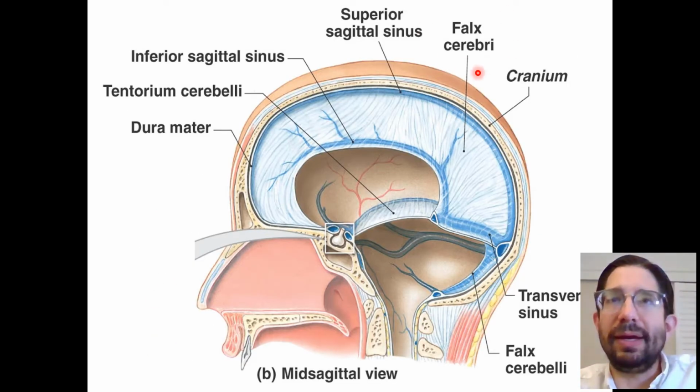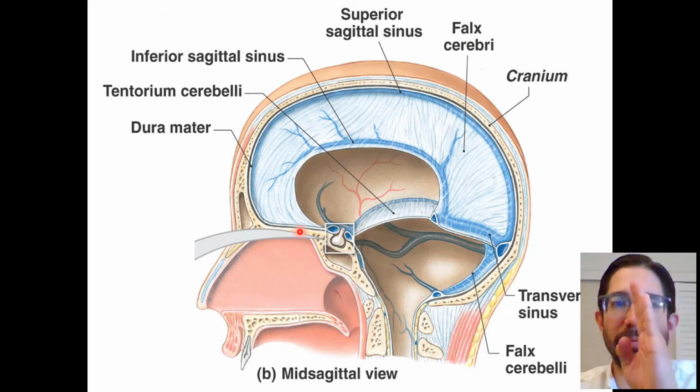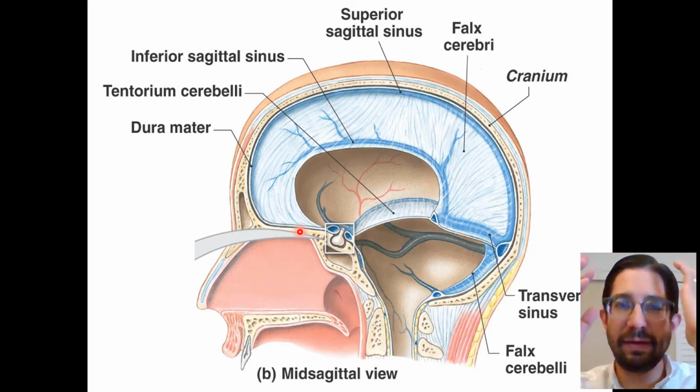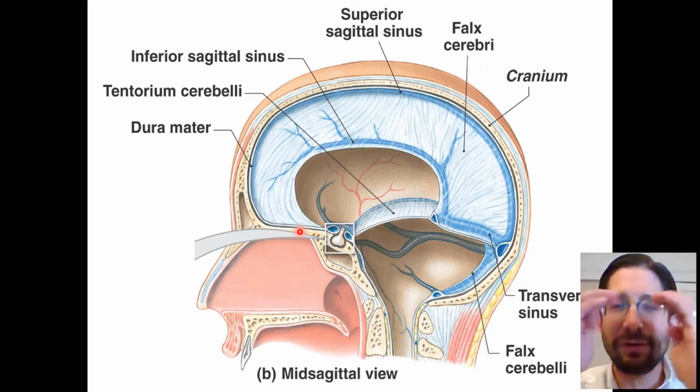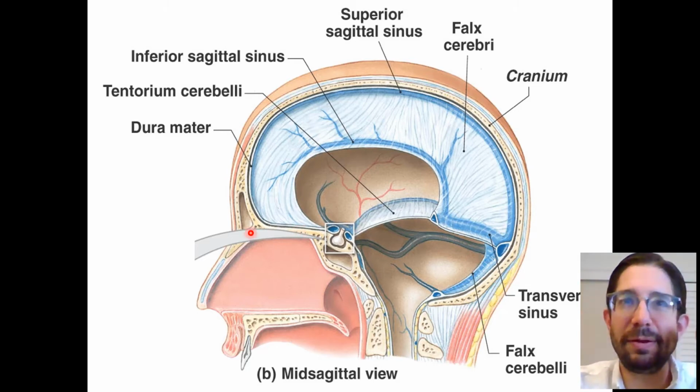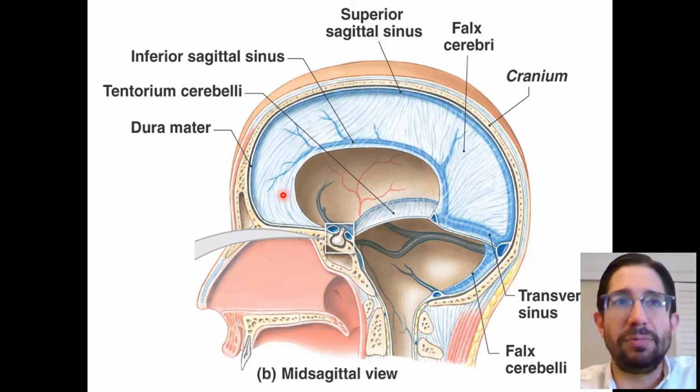Falx cerebri is the fold in the cerebrum. This fold of tissue goes right down the middle of the cerebrum, right? It splits the left and right cerebral hemispheres because they don't really talk everywhere. There's just a little middle part here where they can talk. So everywhere else they're separated by this thick band of tissue called the dura mater, but specifically the falx cerebri is the chunk of dura mater down the sagittal portion of the brain.